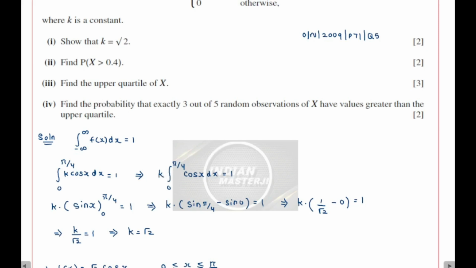Let's try to find that. I'll take a new page. Suppose I say let R be the upper quartile of x.